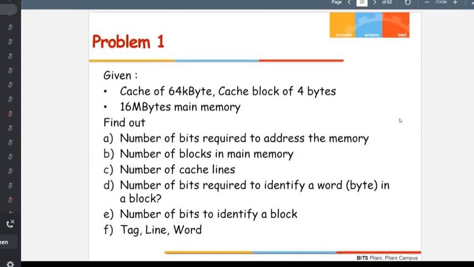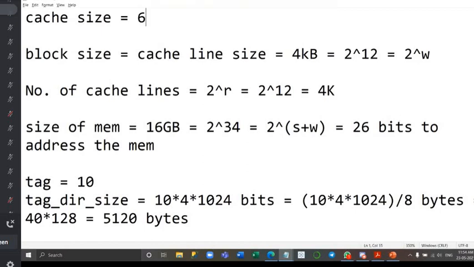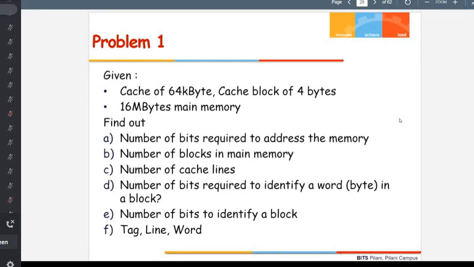Right. The first problem states that we have a cache of 64 kilobytes. We have 64 KB cache size, which is 2 to the power 6 into 2 to the power 10, 2 to the power 16. Correct? And we have a cache block of 4 bytes.